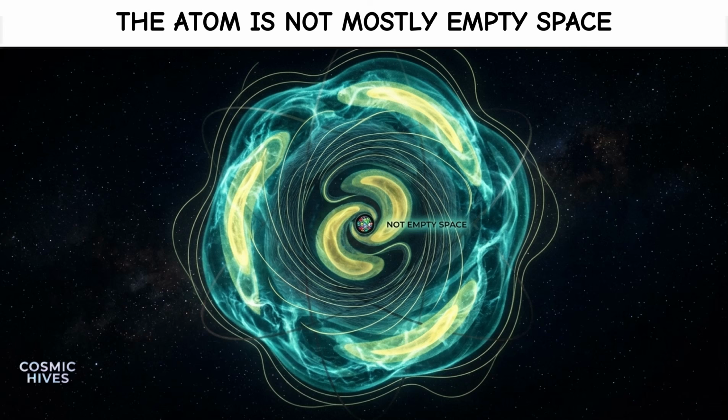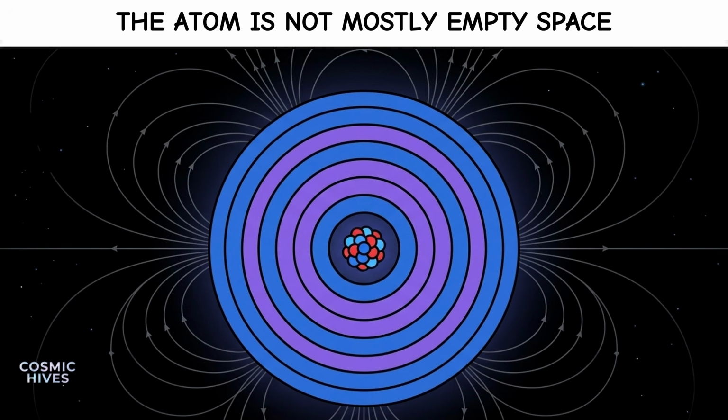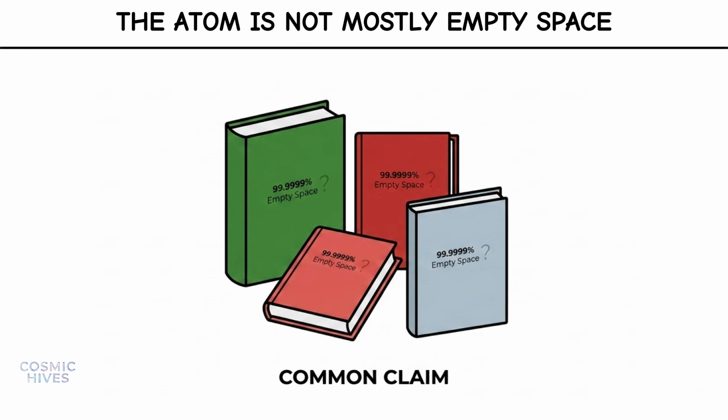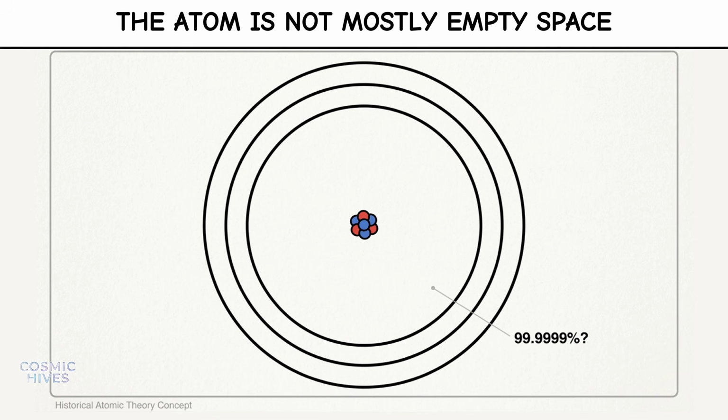Number 6. The atom is not mostly empty space. A common claim that modern physics rejects. You have probably heard this fact stated as though it's settled science. An atom is 99.99999% empty space.